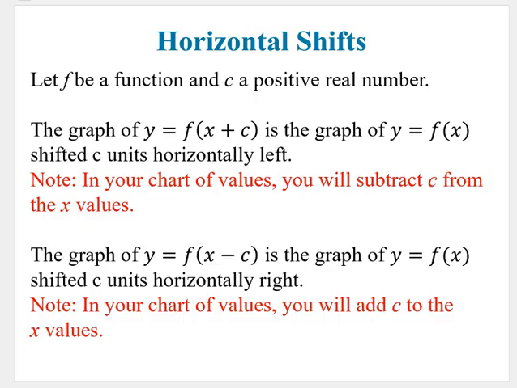If you would like to move your graph horizontally to the right, you would need to subtract C from all the X values inside of the function. So again, in your chart of values, you would add C. And again, I know it seems counterintuitive, so this is the one that we really need to focus on, because I have seen many students mess this up.